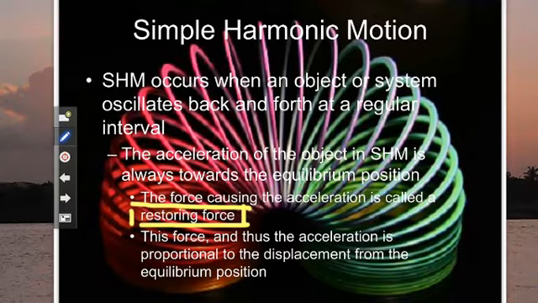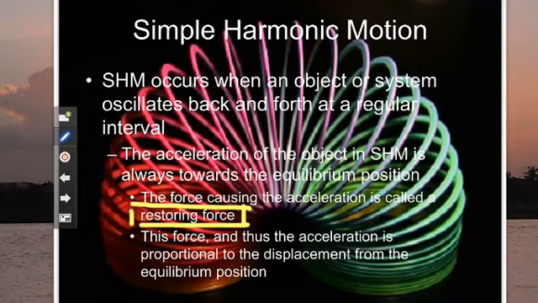When we're talking about a pendulum, the restoring force is gravity. When we're talking about oscillations of a spring, the restoring force can be gravity or the elastic force in the spring itself. When we're talking about charged particles, it's the electrostatic force.